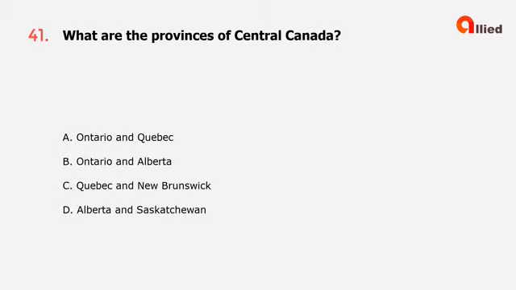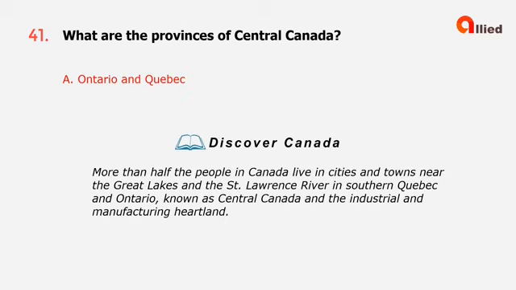Question 41. What are the provinces of Central Canada? A. Ontario and Quebec. B. Ontario and Alberta. C. Quebec and New Brunswick. D. Alberta and Saskatchewan. The answer is A. Ontario and Quebec.